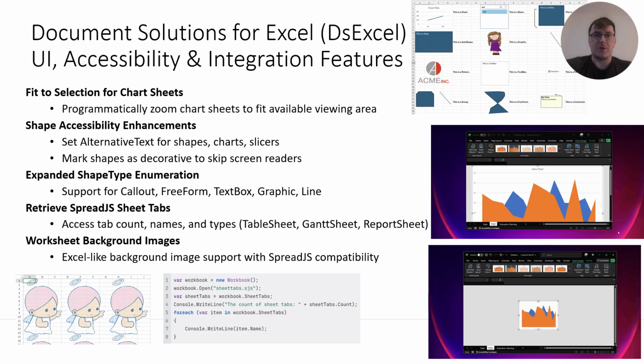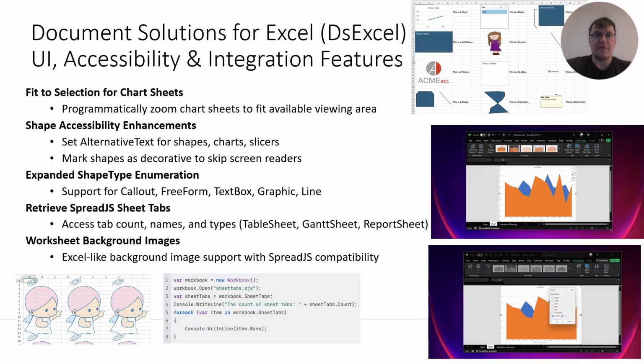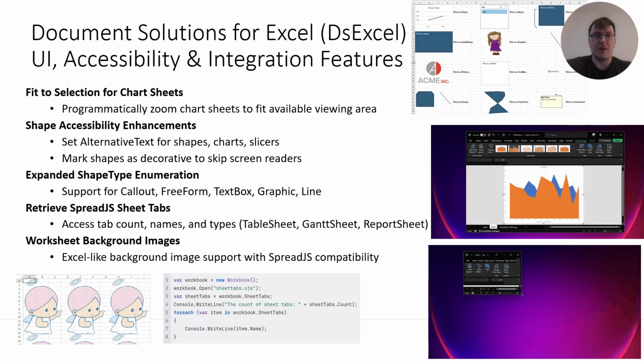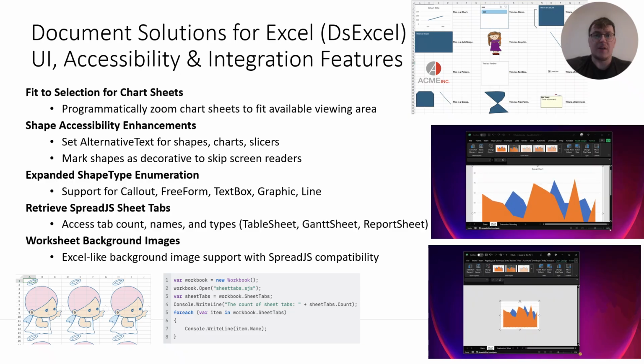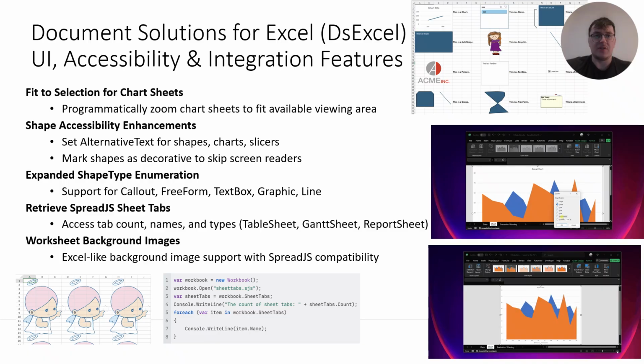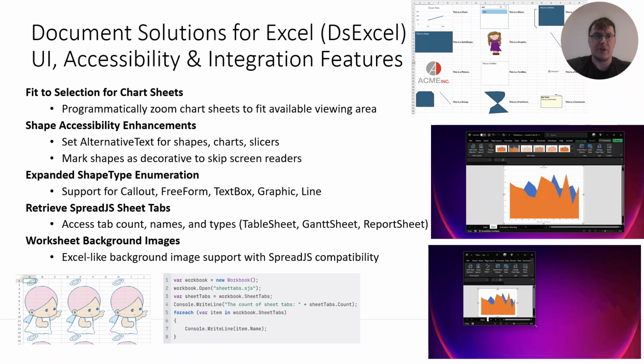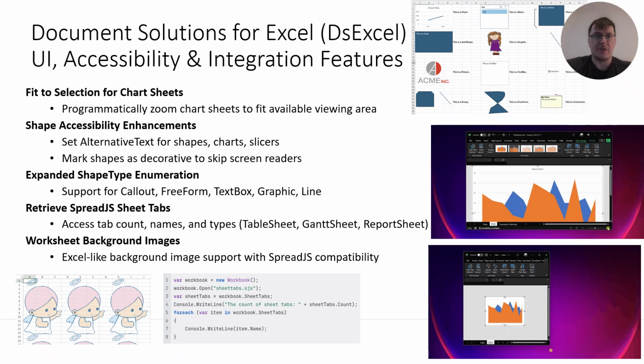First, fit to selection for chart sheets. You can now programmatically zoom chart sheets so the content fills the available view, which is great for automated reporting and dashboards. For accessibility, we've added alternative text for shapes, charts, and slicers, plus a new decorative flag. This ensures that important visuals are properly described for screen readers, while purely decorative elements are skipped.